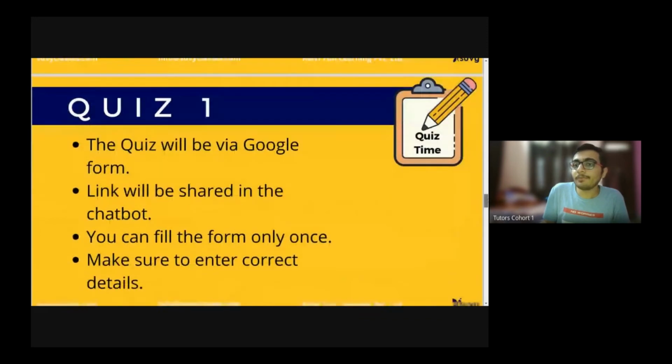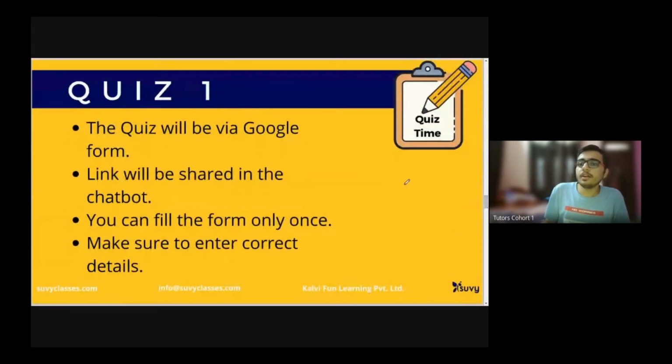Children, it's time for a quiz. It will be a very short quiz via a Google form. I shall share the link now in the chat box. These are the few instructions that you need to follow. Quiz will be via Google form. Link shall be shared in the chat box.